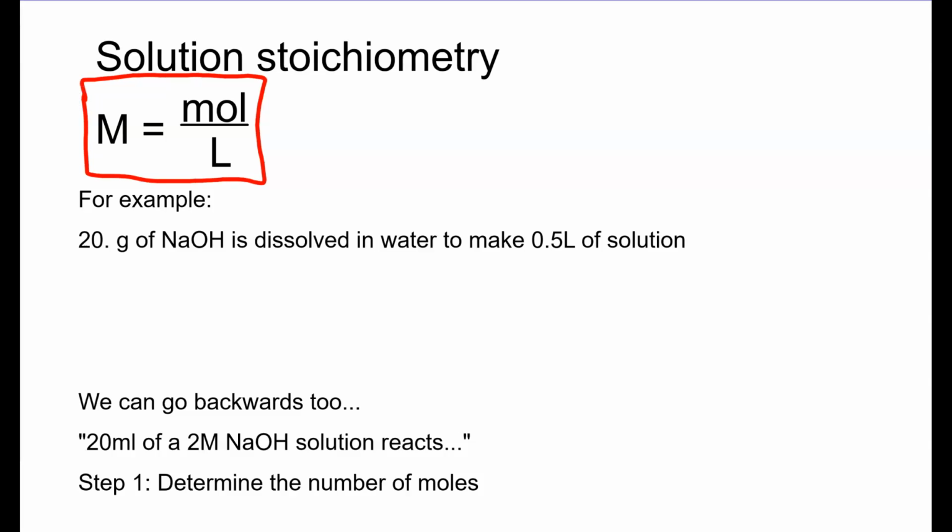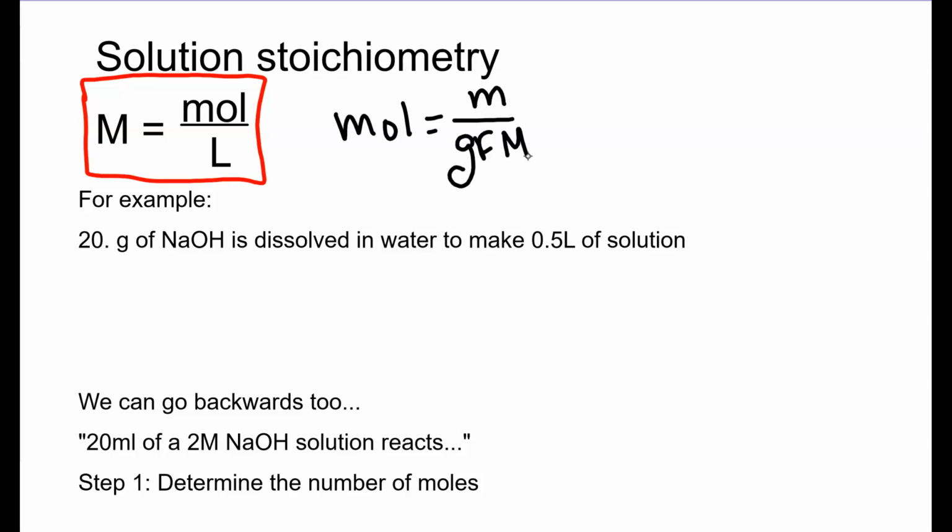If we had a problem where it said 20 grams of sodium hydroxide is dissolved in water to make 0.5 liters of solution, we could use this to determine the number of moles as well as the molarity. The number of moles is always equal to the given mass divided by the gram formula mass, or you can say the molar mass, of that substance. So we're going to need to use this mole equation first, and then second, use the molarity equation.